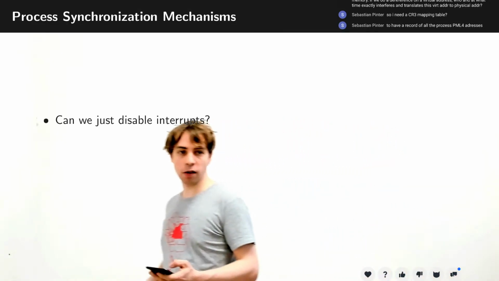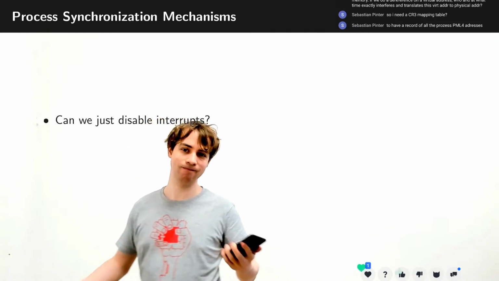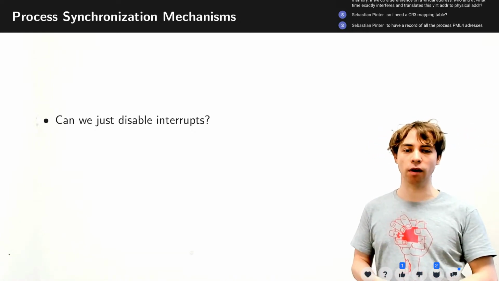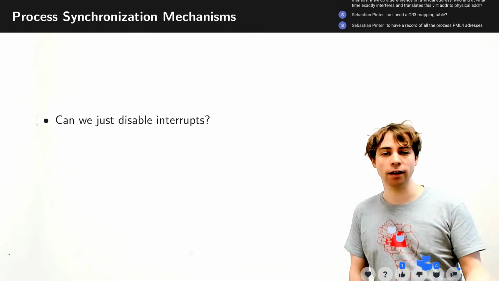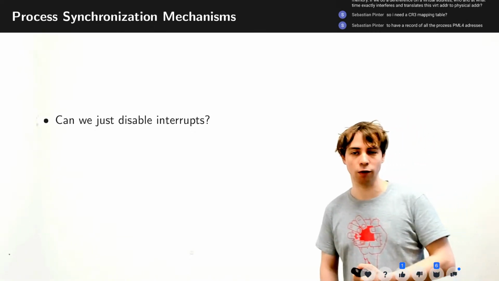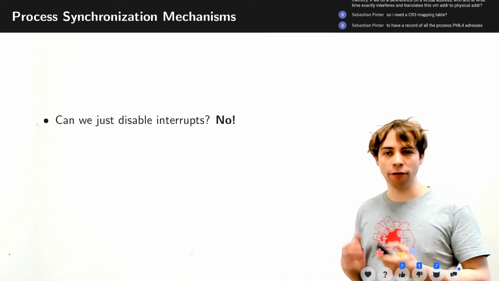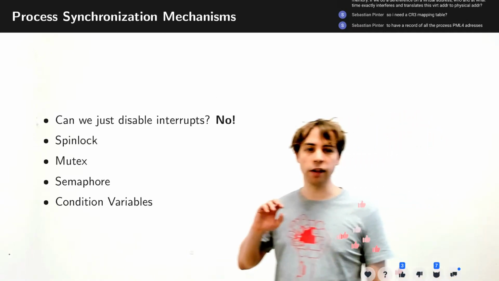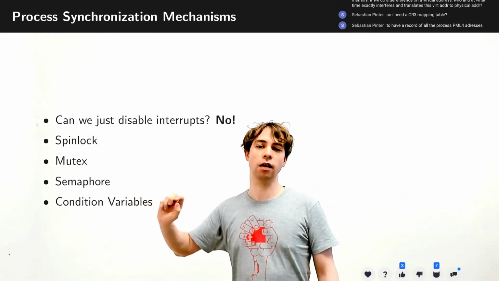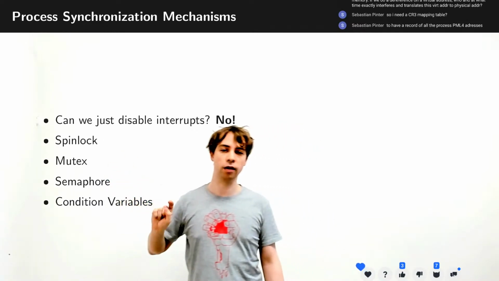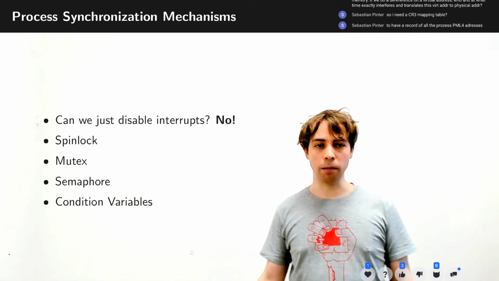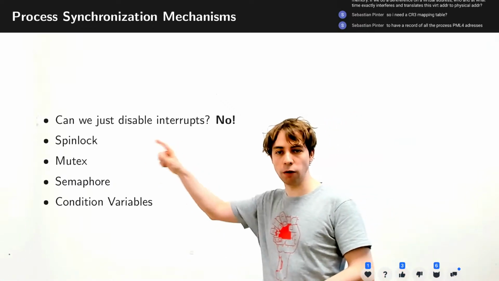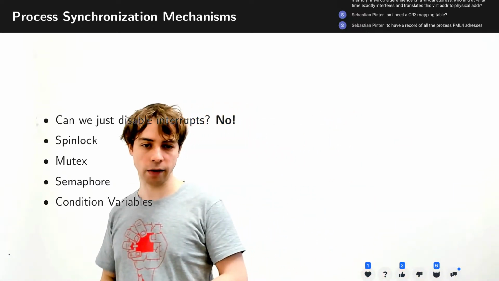Can we just disable interrupts? Not really. This is not an option, because if we just disable interrupts, what if another thread already was working on this resource? That would mean we would have to disable interrupts every time we access this resource, and this is not really feasible. The synchronization mechanisms that we can use are these: spin locks, mutexes, semaphores, and condition variables. And on Monday, we will continue here, and we will talk about how to construct all of these, and we will have code for that on the slides.